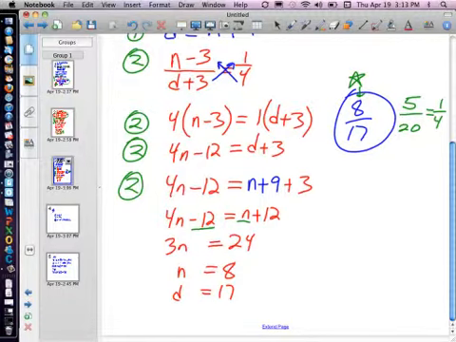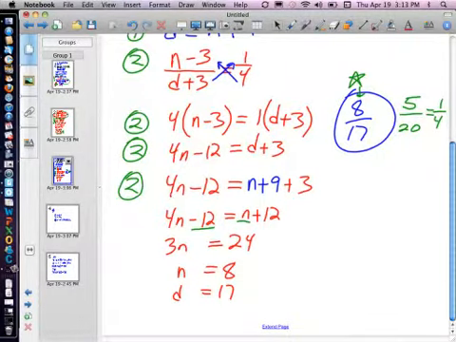8 over 17. Let's make sure that they want the fraction. What is the original fraction? 8 over 17, and that is it. Notice in all three of those questions, I double-checked my answer with the words of the problem. That's very important. Please do that.